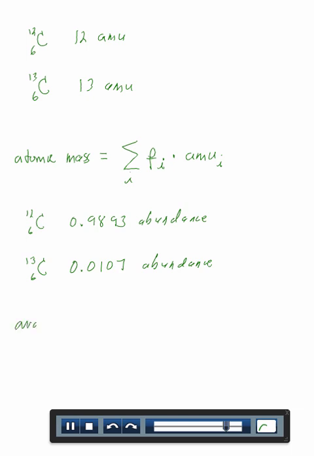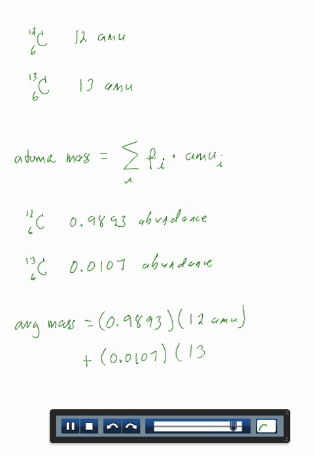So the average mass would equal 0.9893, the abundance, times 12 AMU plus 0.0107, the abundance of carbon-13, times its mass, 13 AMU, and that would equal 12.01 AMU. So that would be the average atomic mass for carbon.